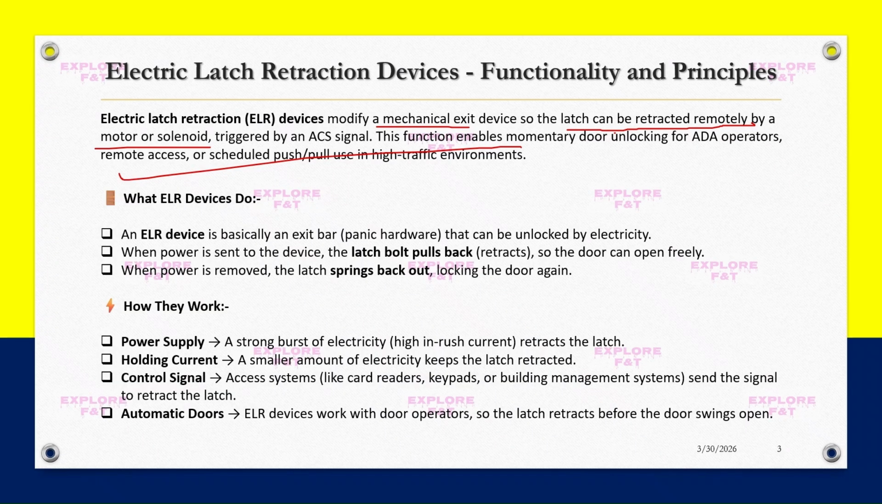Okay. So what do ELR devices do? An ELR device is basically an exit bar, you can say panic hardware, that can unlock by electricity. Normally it remains closed. When electricity is applied, it will be unlocked. When power is sent to the device, the latch bolt pulls back, which means it will retract, so the door can open freely. As soon as power goes to the device, the door will open. The latch bolt will come back, to the rear side.